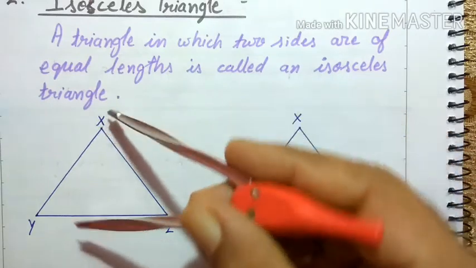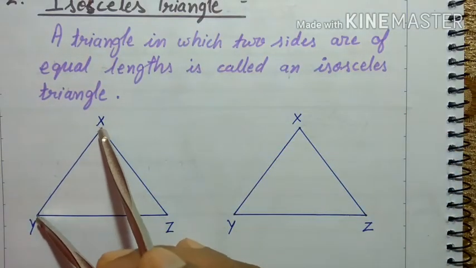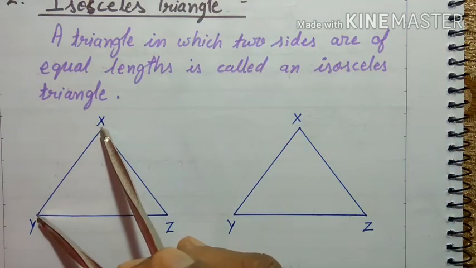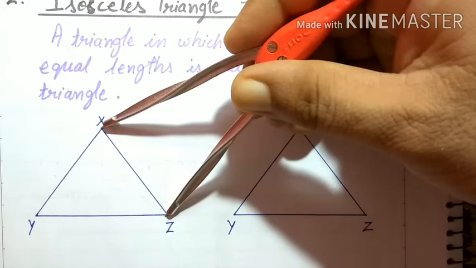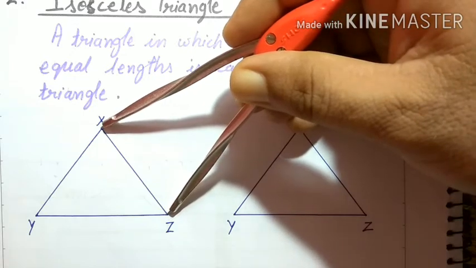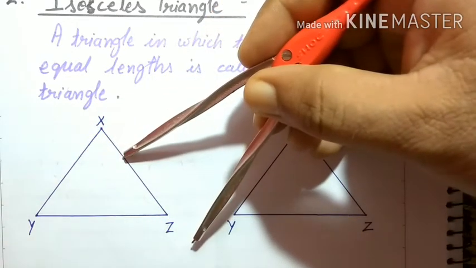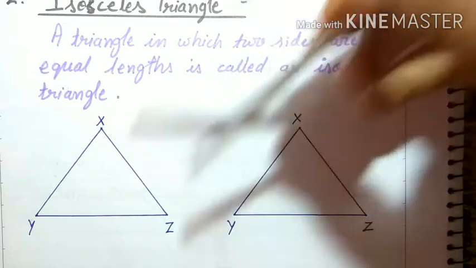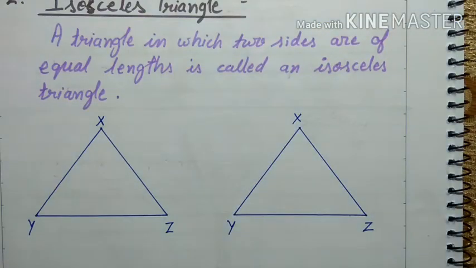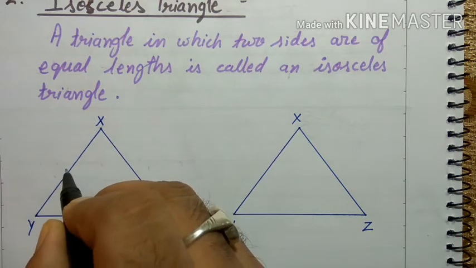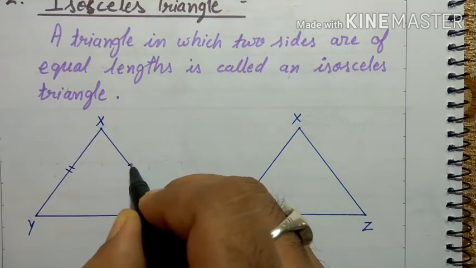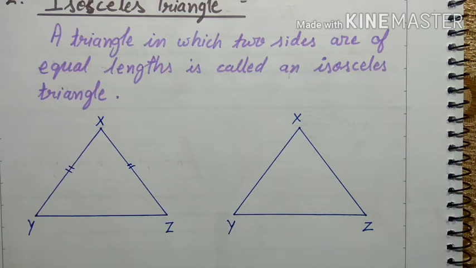So XY is, yes, XY is equal to XZ. XY is equal to XZ, so these two sides are equal in length. But the third side is not equal. So what is this type of triangle? That is an isosceles triangle, in which these two sides are of equal length, right?